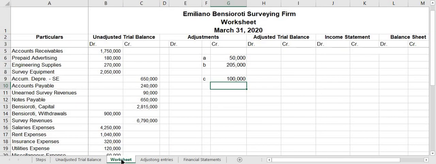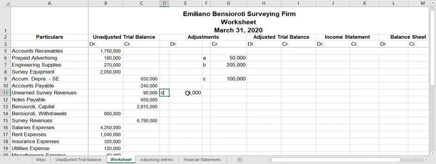So transfer it sa ating adjustment column ng worksheet. Hanapin natin dito si unearned service revenue. So may unearned service revenue na tayo na account sa ating unadjusted trial balance. Okay. So since naka-debit siya, debit din natin siya ilagay sa adjustment column. Okay, for 36,000. Huwag kalimutan again si letter.